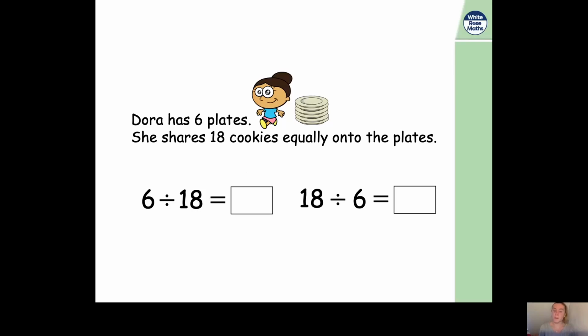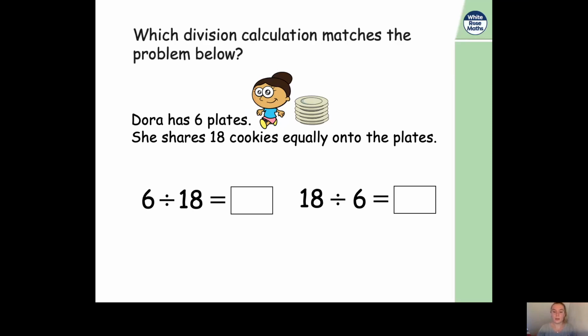Okay, Year 2, so do you remember I said that with division, we always start with the amount that we have in total. And remember, Dora is sharing 18 cookies. So that's her total amount of cookies before she starts sharing them. And then we divide it by how many we're sharing between. So she has 6 plates. So she's dividing 18 cookies between 6 plates. So therefore, we need 18 divided by 6. Now, do you remember? Multiplication was commutative, wasn't it? Okay, well, division is not. We always need to have the total amount for the first number.